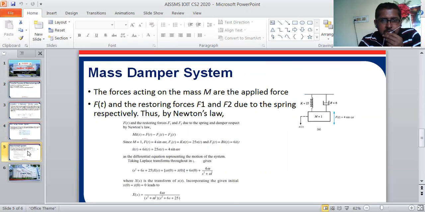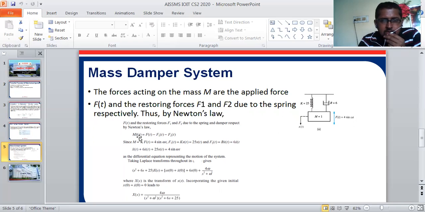If we take one example of a mass-spring-damper system, suppose on the right-hand side is the block diagram, or the diagram given in the question. Here the mass value is 1, K value is 25, and B value, the damper coefficient, is 6. If some force is applied to this system, we need to find the equation, then find its Laplace transformation, and then find the exact system function, or transfer function, of that system.